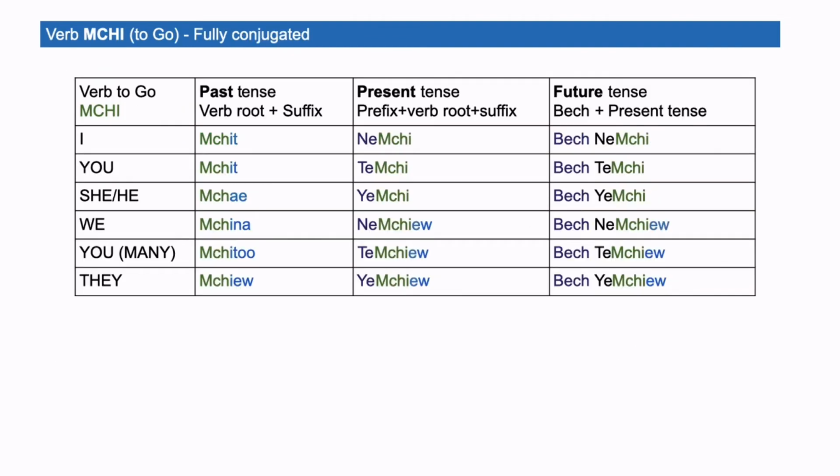This table shows you the verb mshi, meaning to go, completely conjugated in every pronoun that you might need to use. So let's look at them. In the past tense, you always add a suffix. So the endings are it, a, ina, itu, ou. So to say anything in the past tense, taking the verb mshi, you will add a suffix.